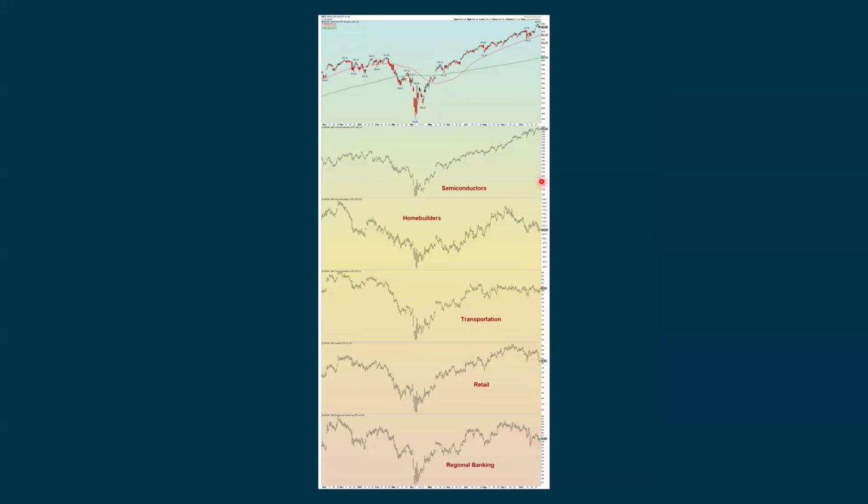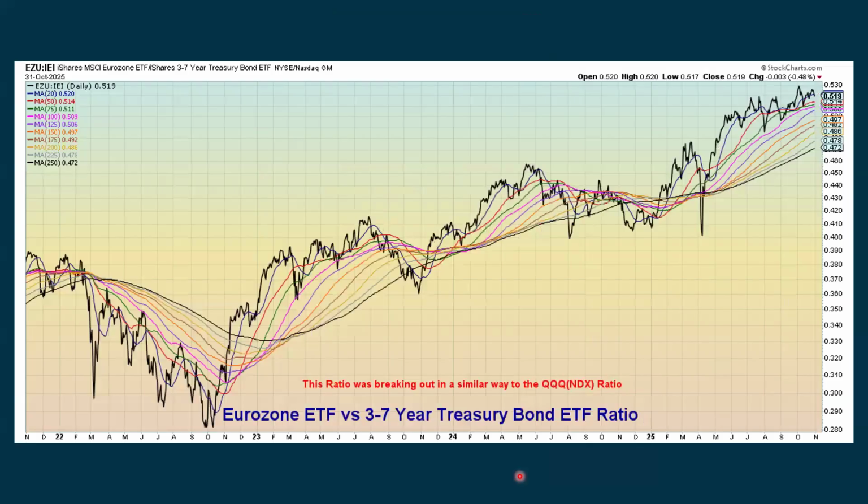We want all of these to go up. Now, we want semiconductors to go up. That's a really good thing to have happen, but we would like these other ones to go up as well to be more convicted that we're in a positive environment. And then we look at the Eurozone and compare it to US bonds. So even European stocks are still outperforming American bonds.